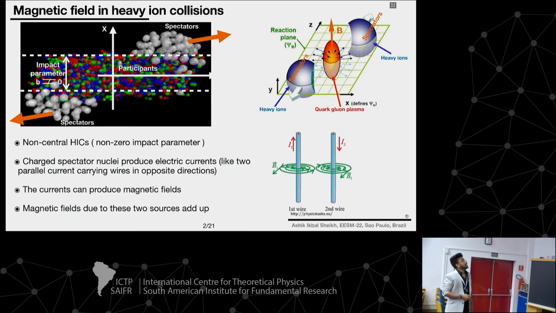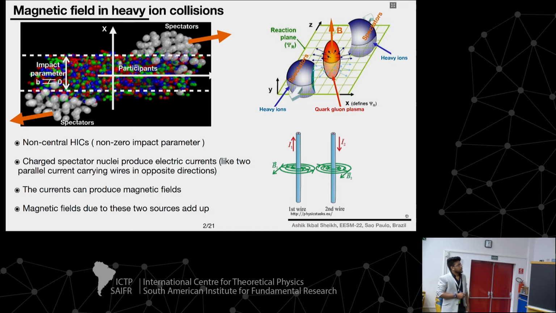So I will start with the magnetic field in heavy ion collisions. In non-central heavy ion collisions, that is, collisions with non-zero impact parameters, there are charged spectators that do not take part in the collisions, and they just fly along the beam direction. Since they are charged, they produce electric currents. The produced electric currents are like two parallel current-carrying wires, where the currents are flowing in opposite directions, as shown right here. This huge current can produce magnetic fields, from the theory of electrodynamics.